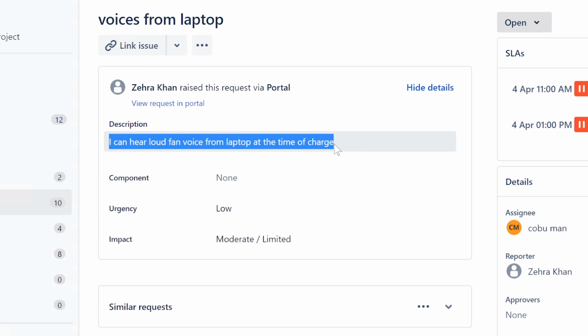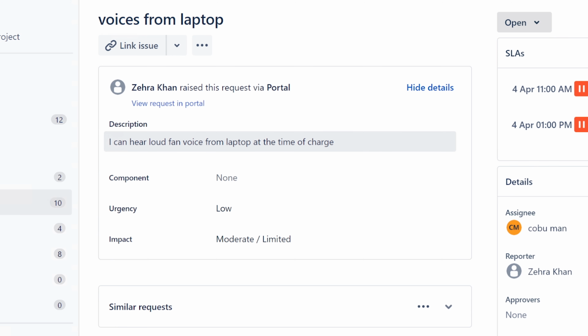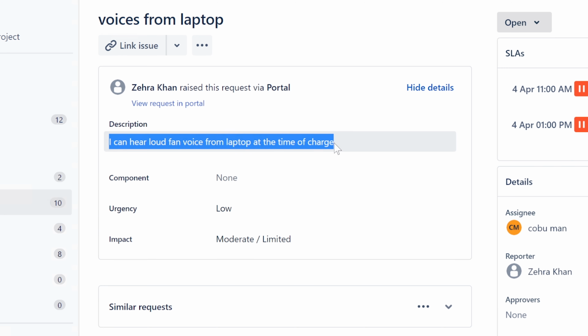I can hear loud fan voices from the laptop at the time of charge. You can hear loud fan voices. Fan voices from the laptop at the time of charge.